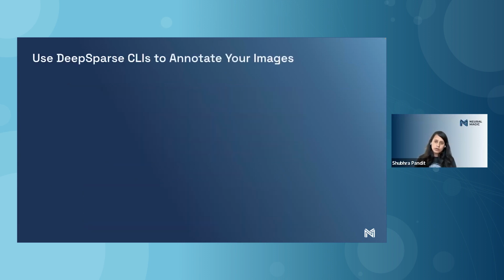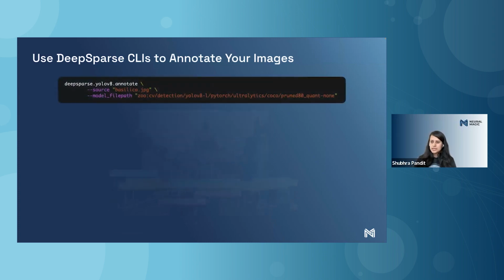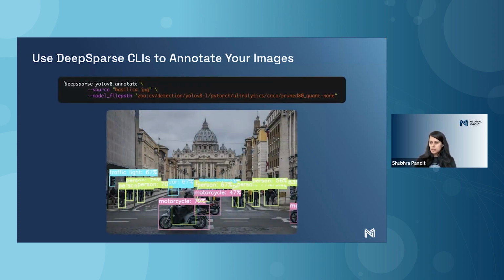You can also use our DeepSparse command line interface to run inference and annotate your own images or video. Here we see an example of how to use this command. Simply say deepsparse.yolov8.annotate, give it your image and the model paths that you'd like to use for annotation, and you see an example of the image annotated down here.